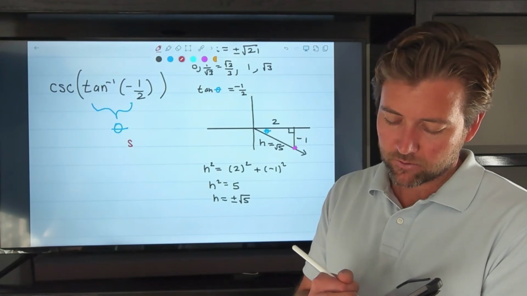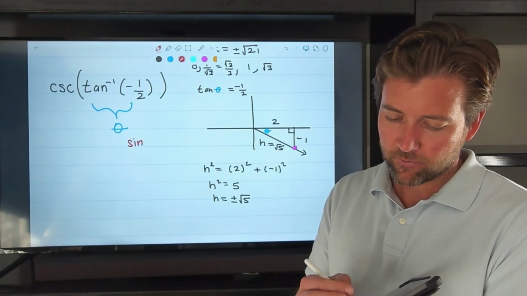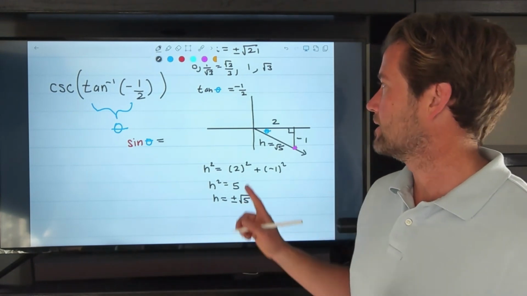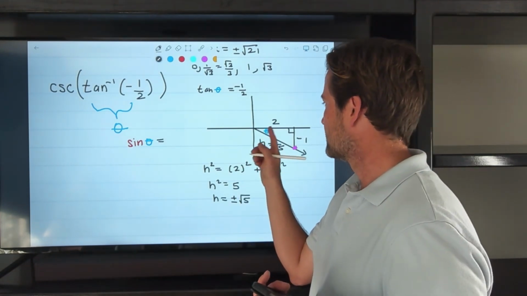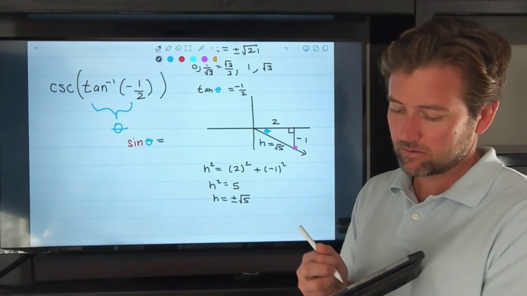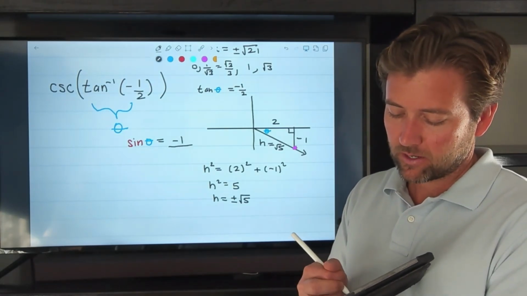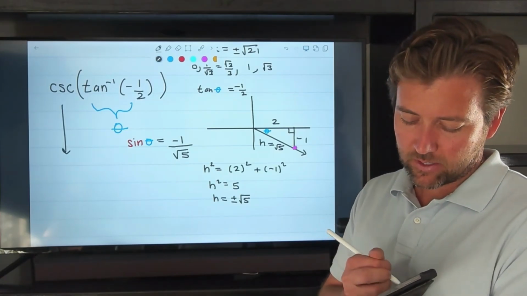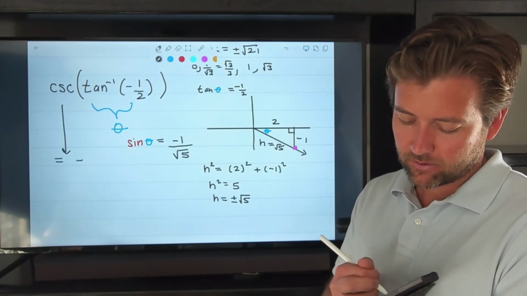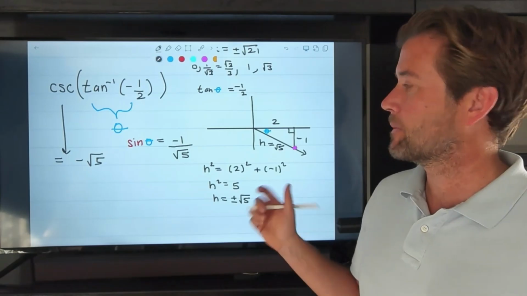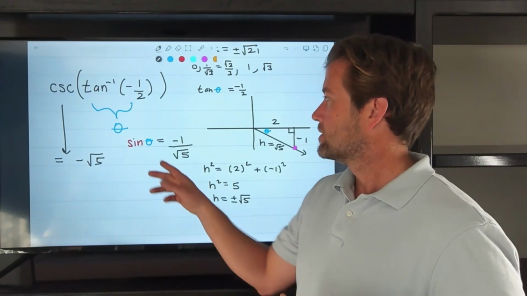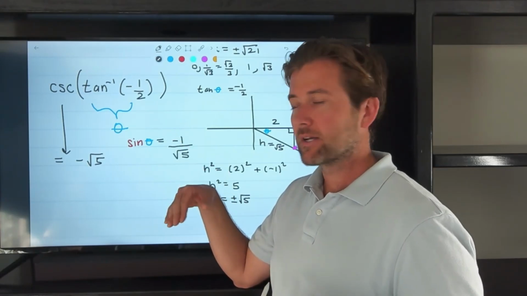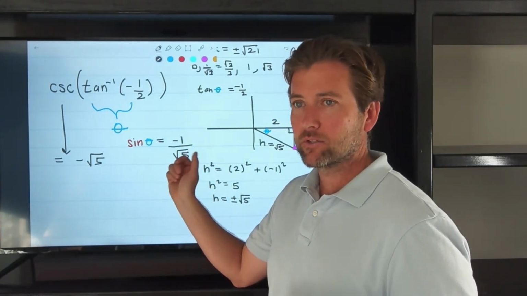Cosecant is reciprocal of sine, so I'm thinking sine of theta. So SOHCAHTOA, sine of theta is the opposite over the hypotenuse, which implies the cosecant will equal the reciprocal of that. Again, sine of theta cannot output a value bigger than 1 or less than -1, and this number is not less than -1, so it's good.